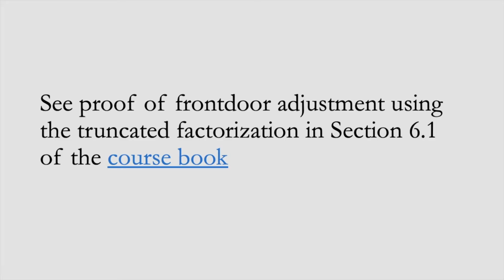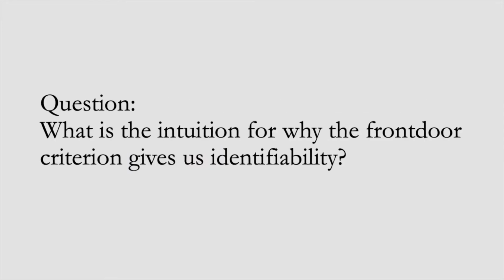If you want to see a full proof of the front door adjustment using the truncated factorization, then check out section 6.1 in the course book. The question for this section is, what is the intuition for why the front door criterion gives us identifiability?